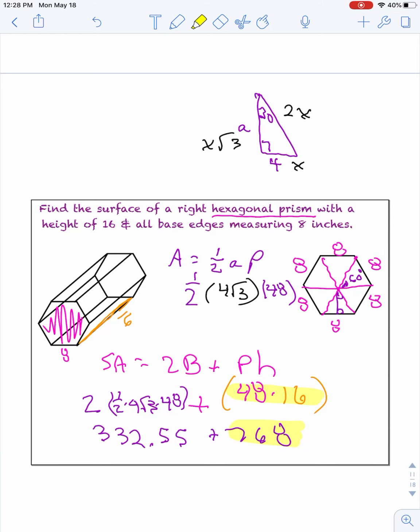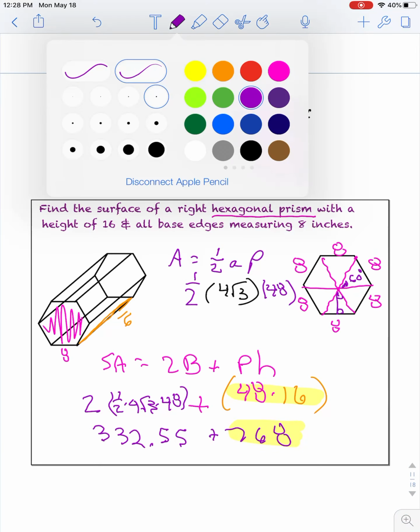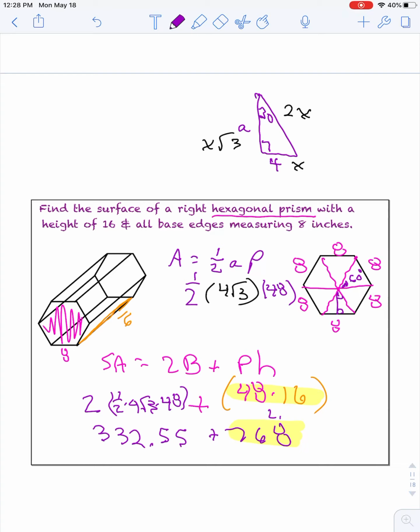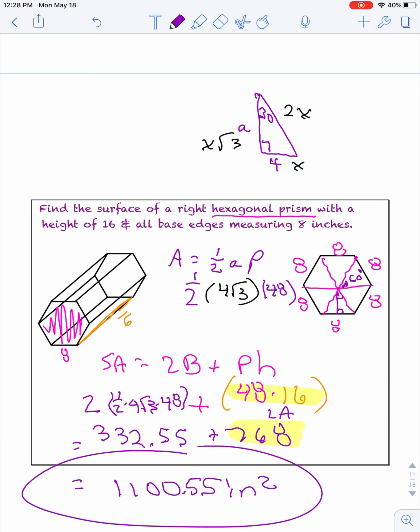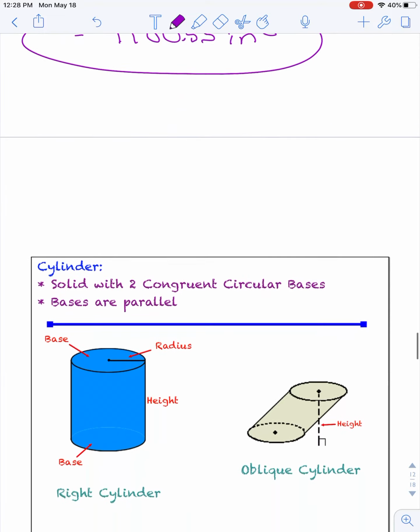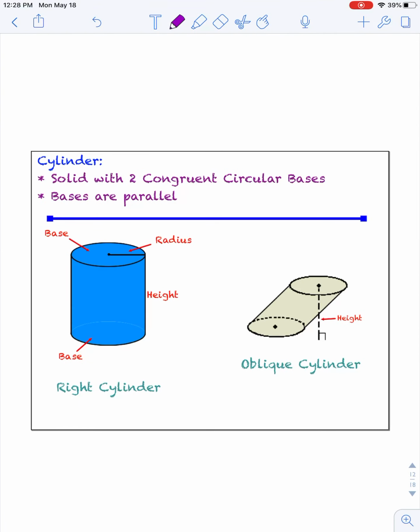So 768 is our lateral area if they ask for that. And when we add them all together, we should get 1,100.55 inches squared. All right, so again, some of these are going to get kind of more complicated as you go along. I'll try to work out some more examples, but let's move on to cylinder.